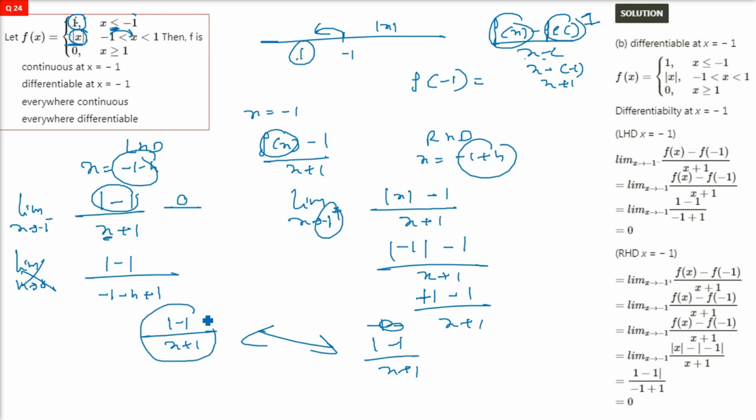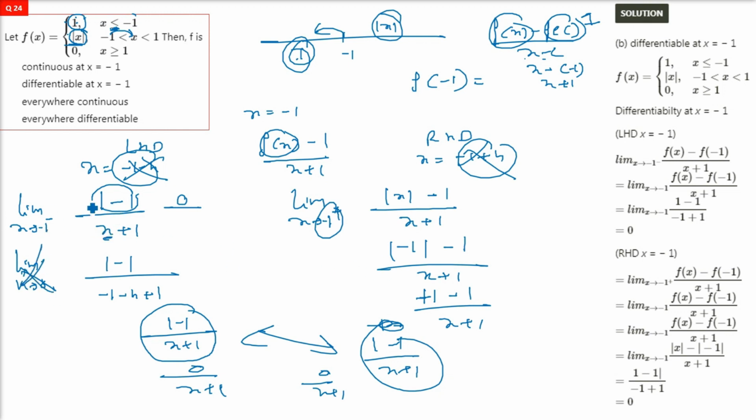So left hand derivative and right hand derivative are equal. You don't have to worry about what is going to come. In certain questions you have to worry about whether it is going to be infinite or some indeterminate value, but you don't have to worry about this because the left hand derivative and right hand derivative are coming the same. When they are the same, it's safe to say it is differentiable at x equals -1.